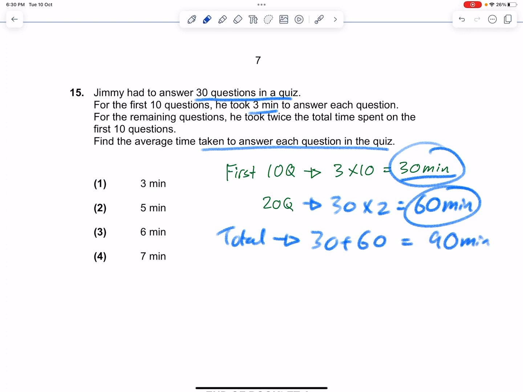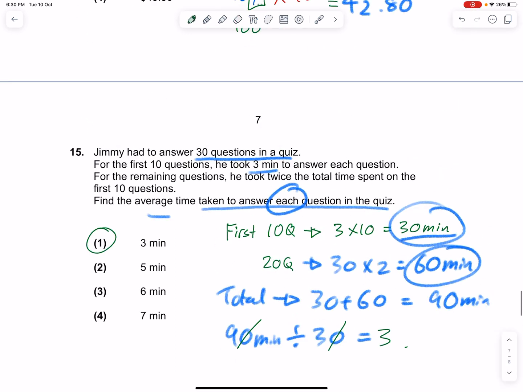Now, for the average time per question, the total time is 90 minutes and you want to divide by the total number of questions, which is 30. So your answer in this case will be 90 minutes divided by 30. Okay, very easy calculation. Cancel the 2 zeros. 9 divided by 3 is actually 3. So your option is 1. Okay, and there you have it.